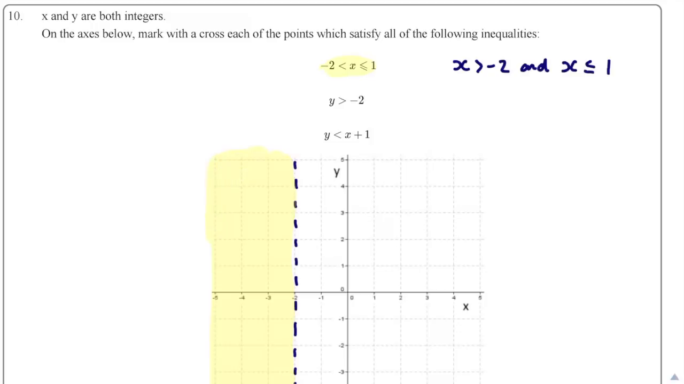Okay, and then we're going to have x is less than or equal to 1. So that's going to be the line which goes through the point x equals 1, which is parallel to the y-axis. But this time, because we've got a non-strict inequality, it's just going to be a solid line. And it's going to look like that. Now again, we're going to shade away from the region that we don't want, so that's all the values of x which are going to be greater than 1.